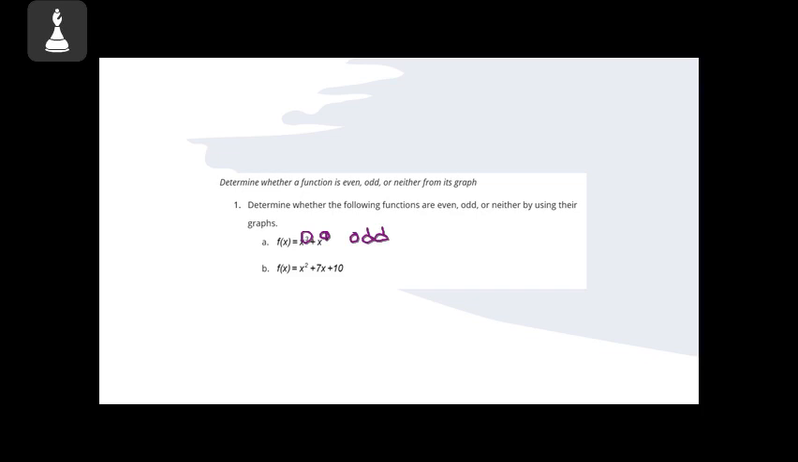When I look at b, I have x squared plus 7x, which is going to be a power 1, and then plus 10. So I have an even power and I have an odd power. So if they're combined, I have a neither. I do not have any form of that symmetry or reflection.